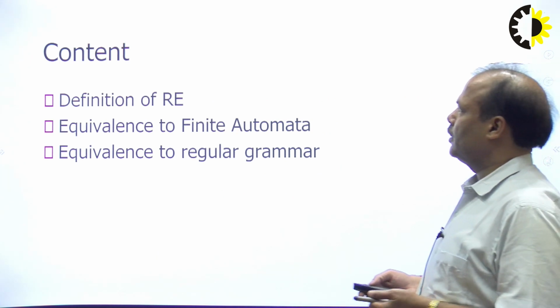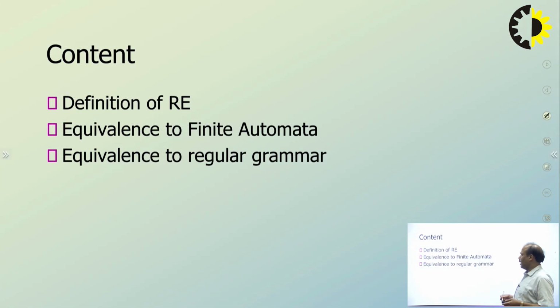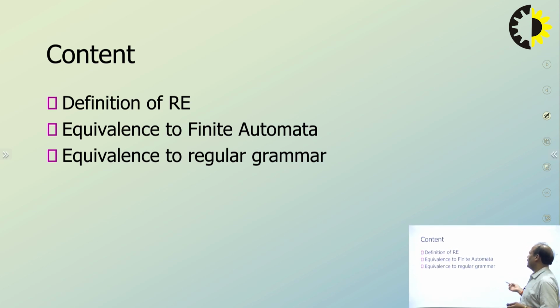This is the outline of the content. I'm going to define regular expressions first, that is, what is a regular expression and what are its applications. Then next is equivalence to finite automata: how a regular expression can be converted into finite automata, and finite automata can be converted into regular expressions. And the next topic is equivalence to regular grammar: how regular grammar can be converted into regular expression and vice versa.